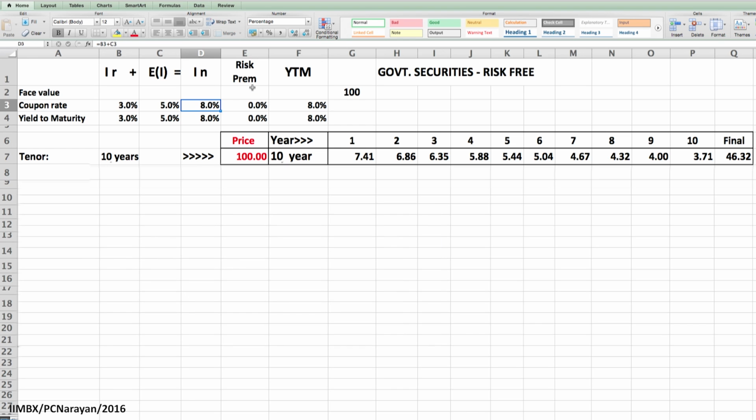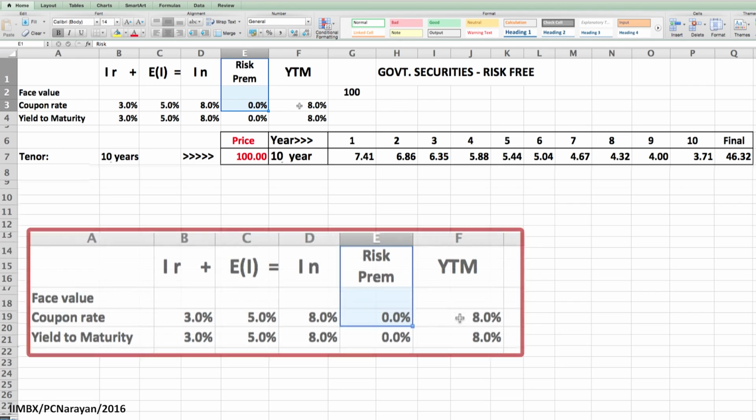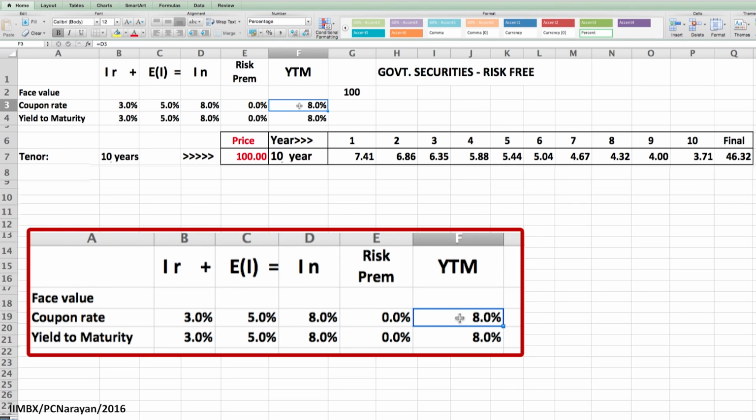Now remember, this is the government issuing the bonds. A government in any financial market in a country is the most risk-free borrower, and therefore the risk premium is 0. And therefore the yield to maturity of this security issued by the government of that country is 8%.